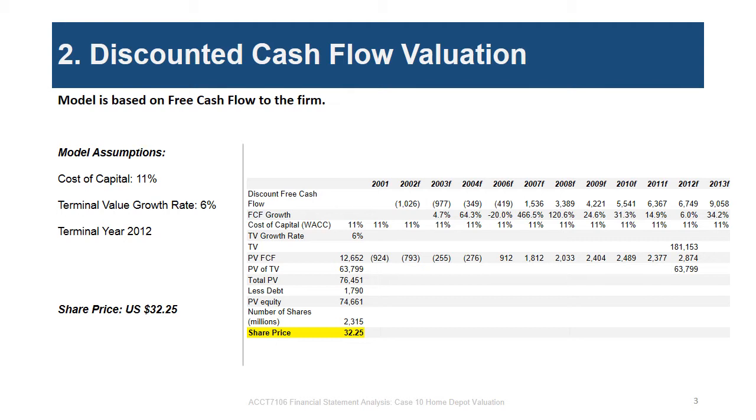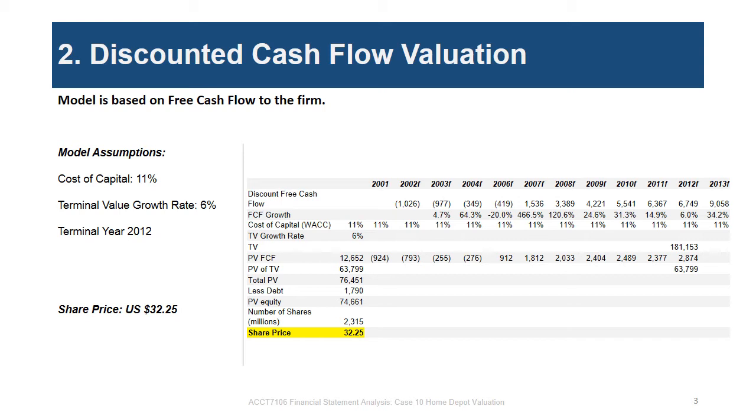The discounted cash flow valuation model is based on the firm's free cash flows. So for Home Depot, we used a large forecast horizon going until 2013. We stick with the same assumption as the one mentioned by Martin earlier, with a WACC of 11% and a terminal value growth rate of 6%. We obtain very variable free cash flows growth rates varying from -20% to 466%. So we set our terminal year on 2012, when the free cash flow growth rate is of about 6%, which corresponds with our assumption of terminal growth rate of 6% as well.